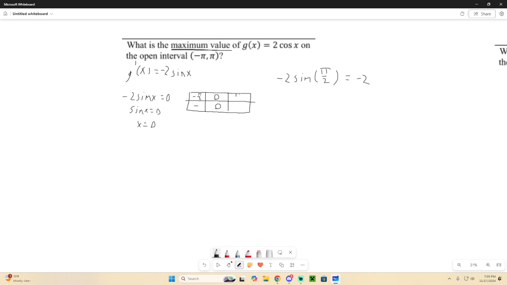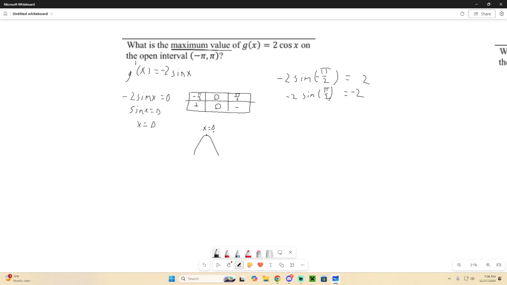Sine of negative pi over 2 is negative 1. Negative 1 times negative 2 equals positive 2. So our sign will be positive. Now let's plug in a number a little bit greater than 0, like pi over 2. Negative 2 sine of pi over 2. Sine of pi over 2 is 1, and 1 times negative 2 is negative 2. So this is going to be negative. So we go from increasing to decreasing at x equals 0. Now we know that we have a local maximum at x equals 0.